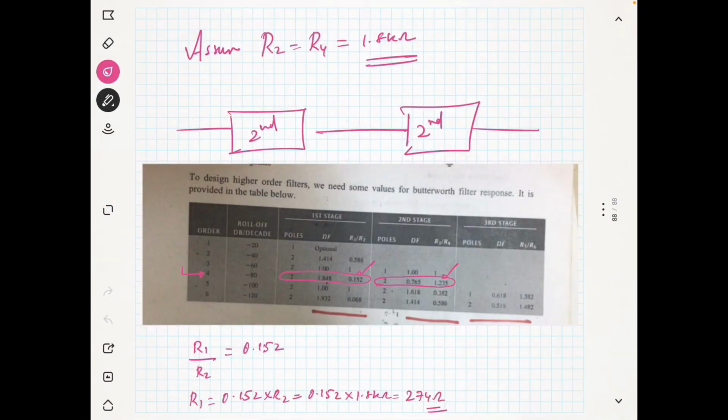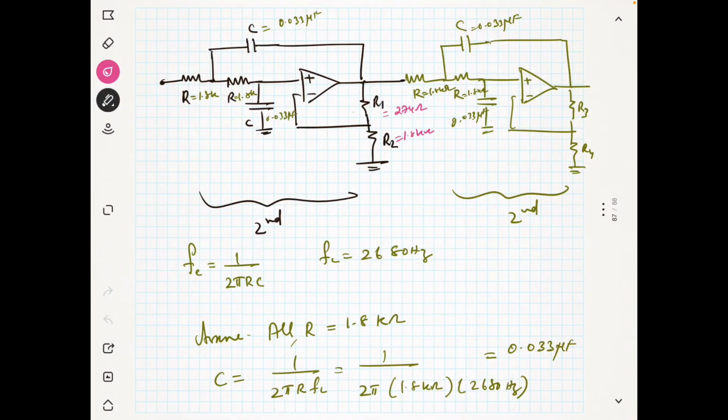Now we need the second stage. This is the first stage. For the second stage, you see it is 1.235. So R3 by R4 is equal to 1.235. Therefore R3 is R4, 1.8 kilo ohm, multiplied with 1.235. You will get 2.22 kilo ohms. So just put it here. This is 1.8 kilo ohm, and this becomes 2.22 kilo ohm. Okay, you got it. So you got all the values now.